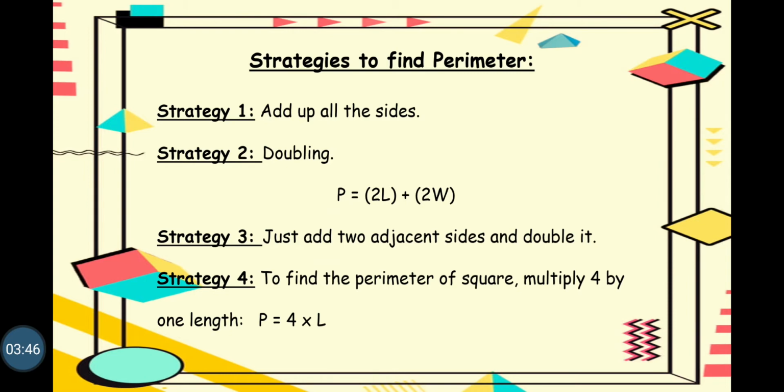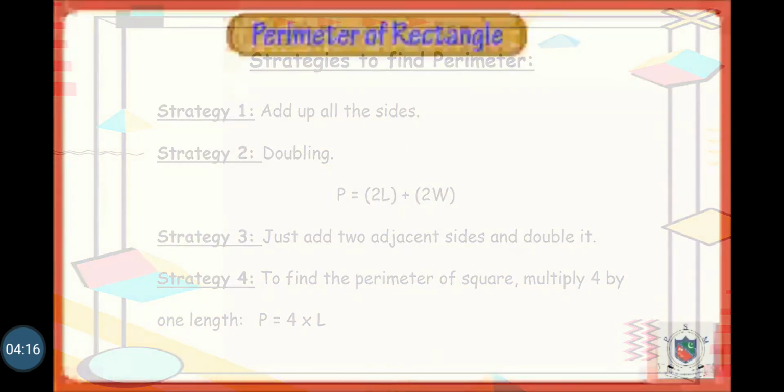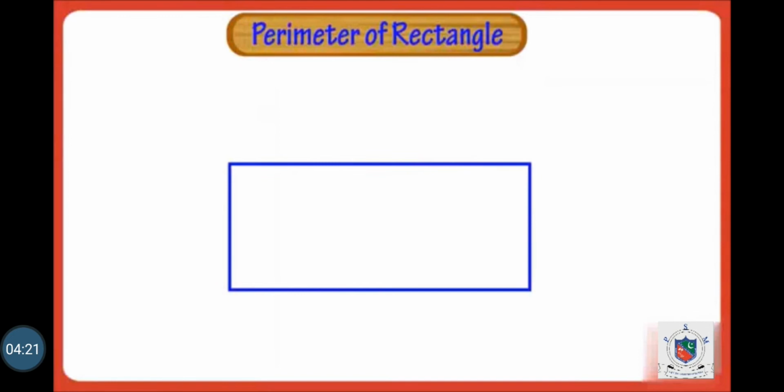And in the fourth strategy, to find the perimeter of a square, this is very simple, because you can just take the length of one side and multiply it by 4, because for the square we always have 4 sides and the length of each side will always be equal. So if we multiply 4 by one length, we can get the perimeter of the square. So dear students, let's use some examples to calculate the perimeter.